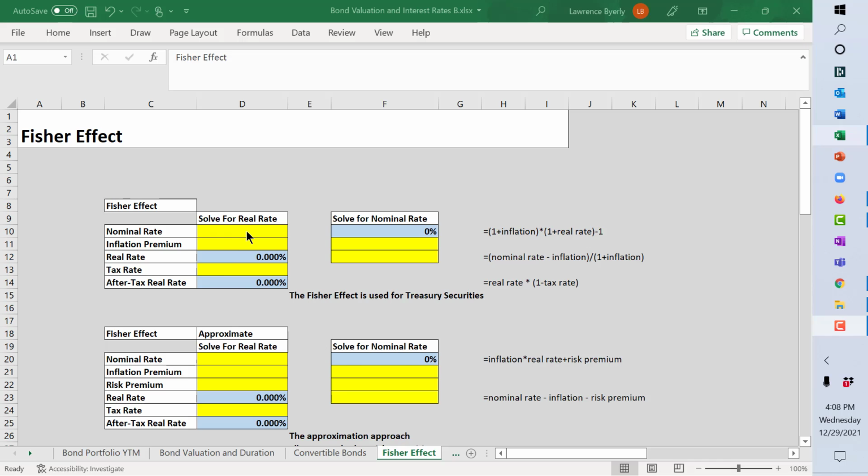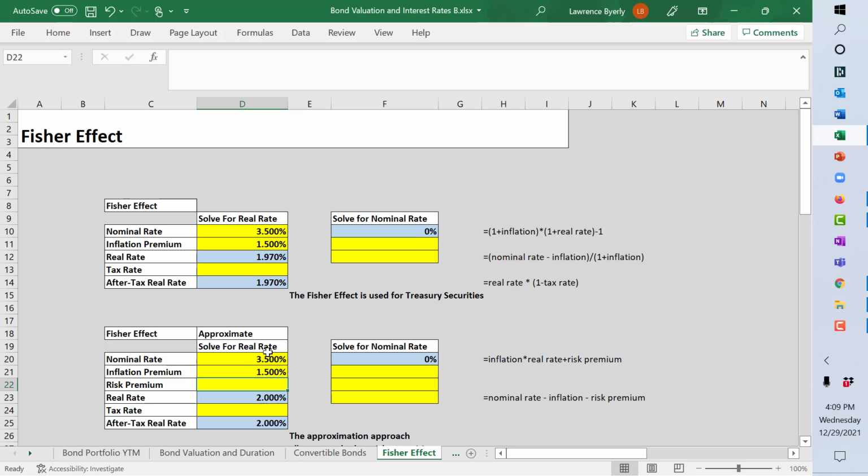But let's start this. Let's say that you know that the nominal rate of return is 3.5%. Let's say it's a Treasury security, and the current inflation is 1.5%. So what is the real rate of return? The real rate of return would be 1.97%.